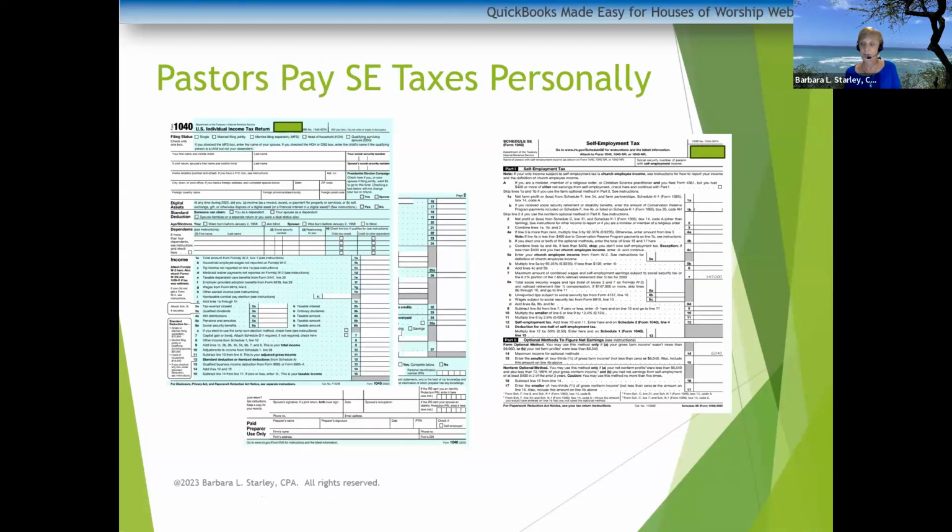As far as how the pastor pays it, this was a great question from someone else. How do they report this? They report it on the self-employment tax form. It's a Schedule SE. It is a form that gets attached to the pastor's personal 1040. And when you fill in all the blanks correctly, it'll calculate the SE tax appropriately. So that's how they're going to actually file their tax return.